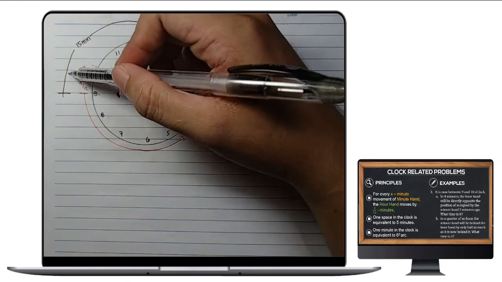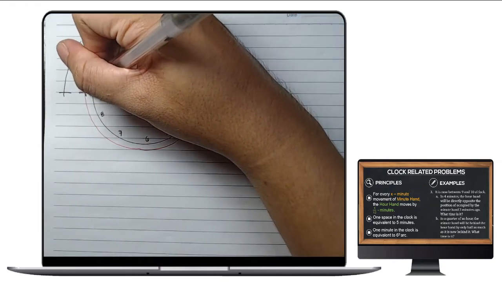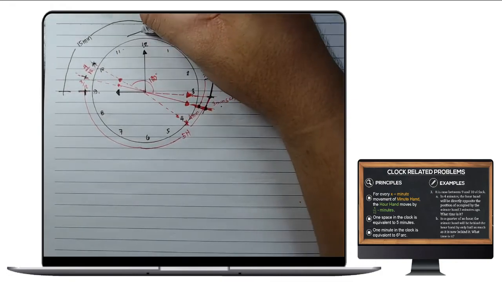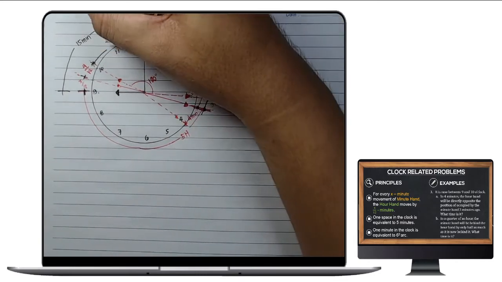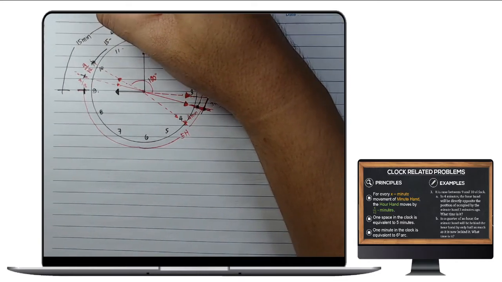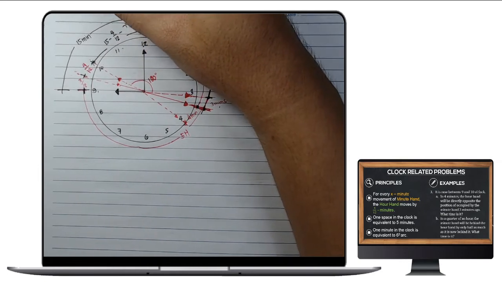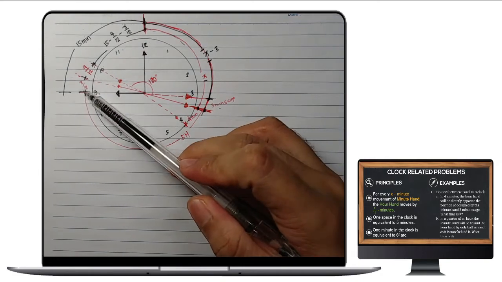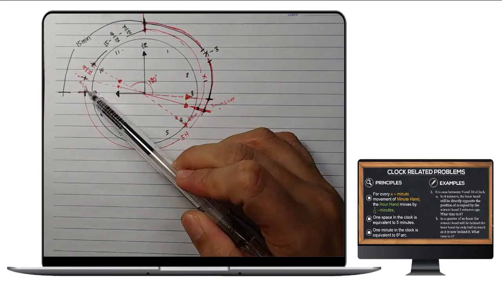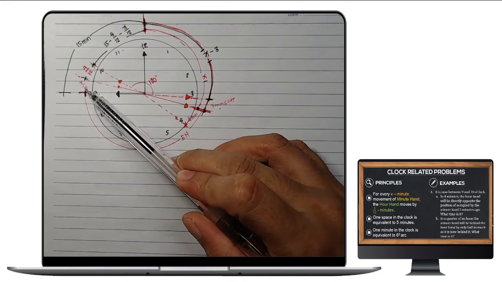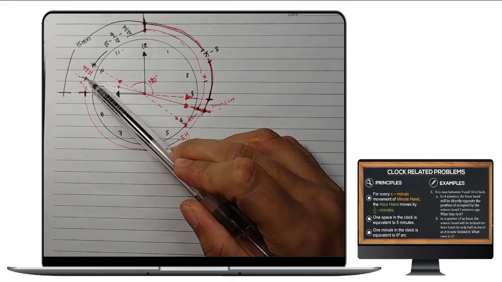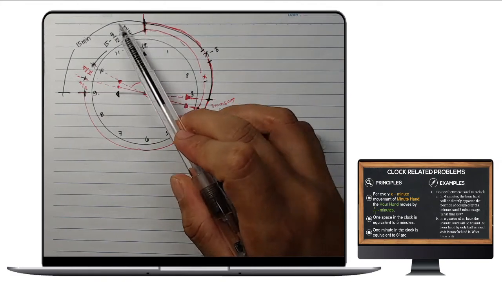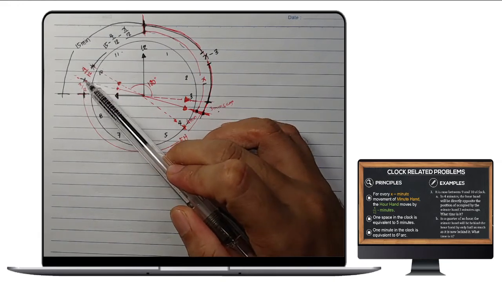Since this is 15 minutes, this part is x over 12, and this one is 4 over 12, we can say that this portion is 15 minus 4 over 12 minus x over 12. Again, from this point to this point, this quarter, that is 15 minutes. So x over 12, another 4 over 12, then the remaining will be 15 minus x over 12 minus 4 over 12.